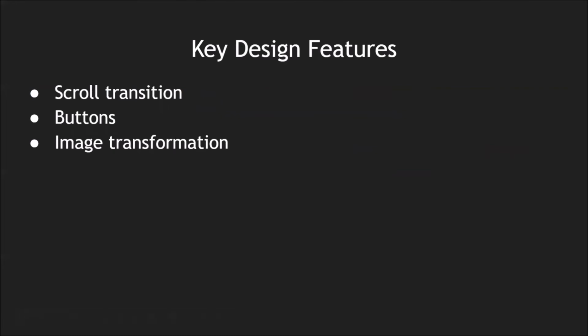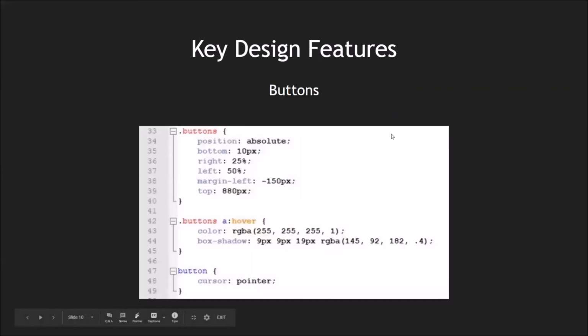So on our website, we have three important design features: scroll transition, buttons, and image transformation. We placed our buttons in the bottom center of the page, using the bottom, right, and left properties. Also, when we hover over the buttons, there's a purple shadow, which we achieved using the box-shadow property. Also, the cursor changes to a pointer.